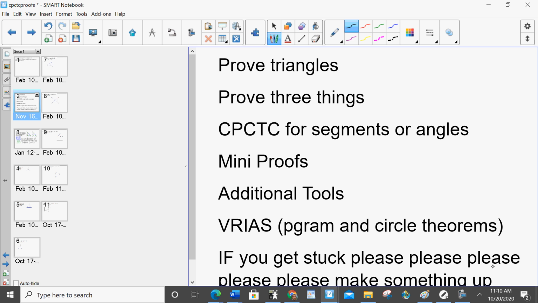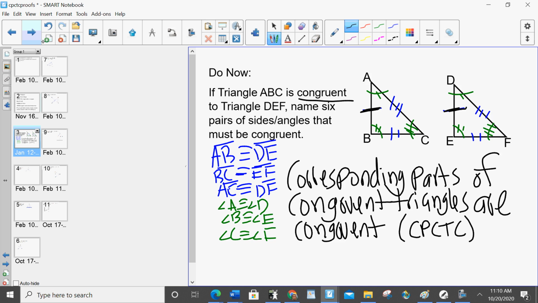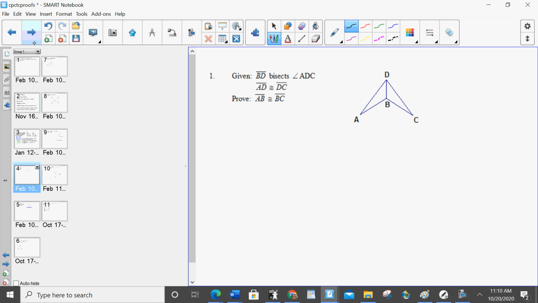All right, so, and that last step, if you get stuck, make something up. We'll talk about what that means. Obviously, we don't want that ideally, but if you know how the proof ends and you can't get to your third thing, we can make something up, keep on going. We'll talk about that as we go through. All right, so number one.